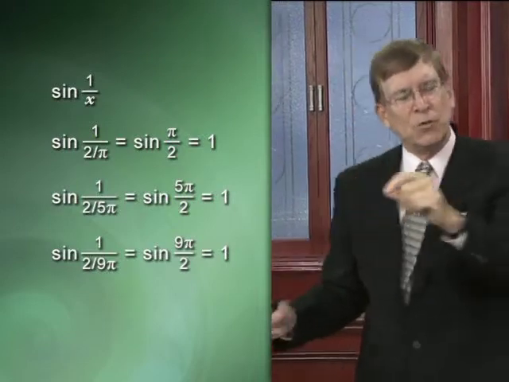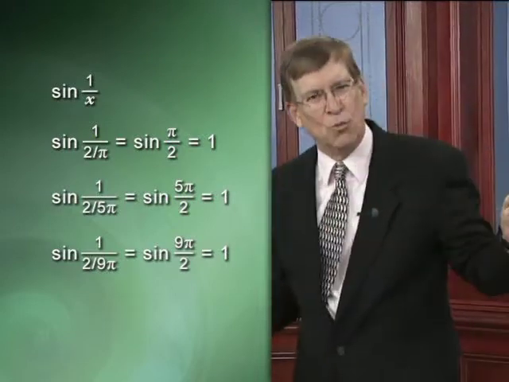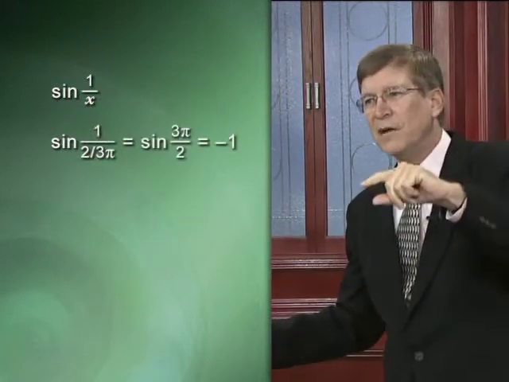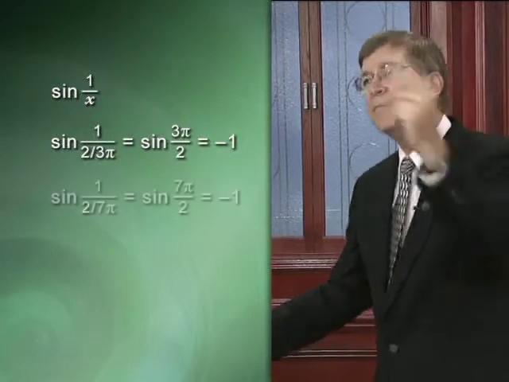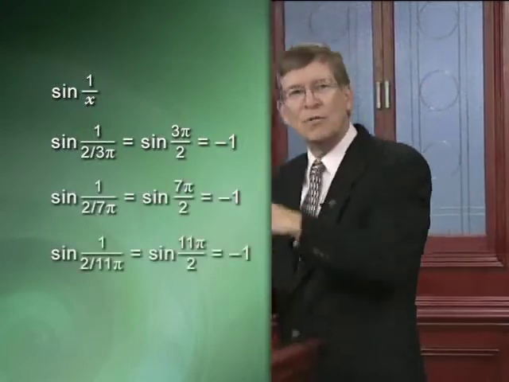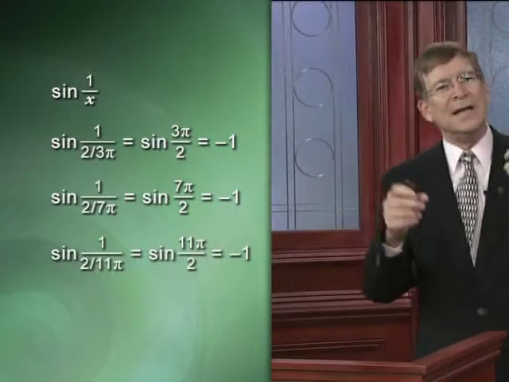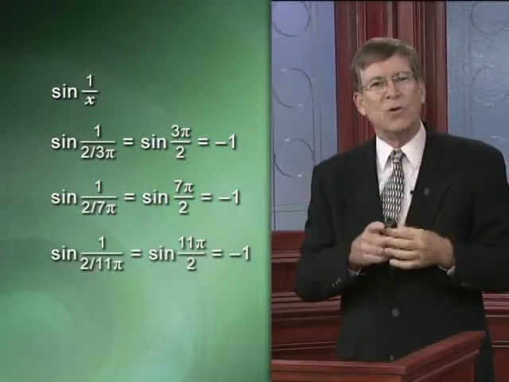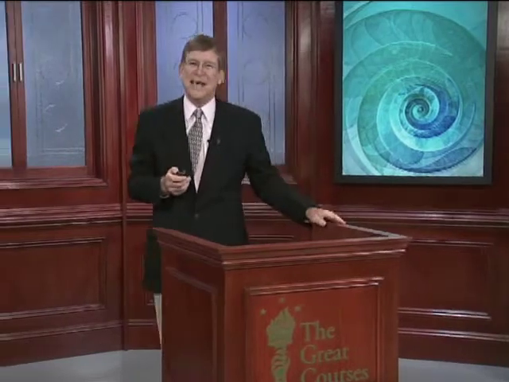But here's another sequence of points that gives -1. Plug in 2 over 3 pi. That would be sine of 3 pi over 2, which is -1. Then plug in 2 over 7 pi, 2 over 11 pi, etc., and you get a sequence of values going to -1. That's why it keeps going up and down between 1 and -1, and all values in between. It's a crazy function, but it's kind of interesting, I think. There it is. And by the way, we'll come back to this function next lecture and look at it a little closer.